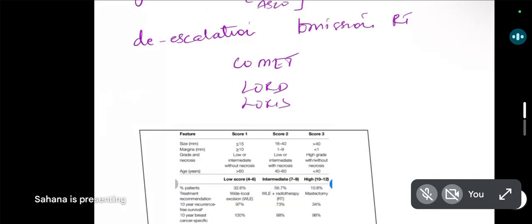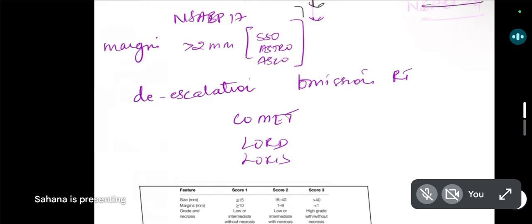If it is a low score, you can omit RT. If it is intermediate, you will give RT. If they are high risk, it is better to do mastectomy. This is what it says. By age, you will divide them into more than 60 years and less than 40, and in between is 40 to 60. By size, less than 1.5 centimeter, more than 4 centimeter. Margins, whether it is less than 1 mm or more than 1 centimeter. Grade and necrosis, whether it is with necrosis or without, depending on low, intermediate, or high grade.